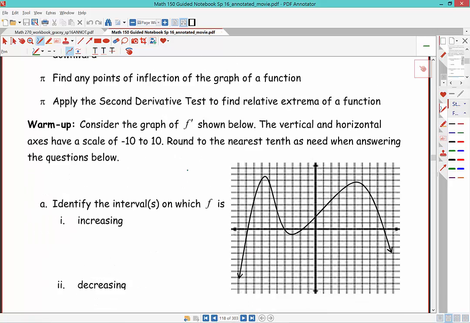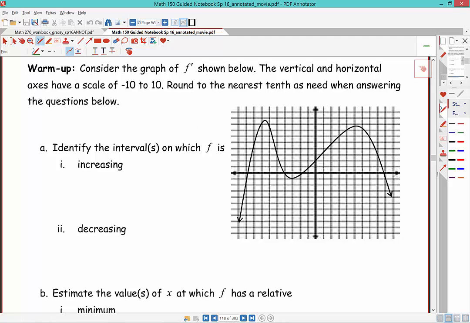So why don't you pause the movie and warm it on up, and we'll see how you did. Okay, let's see how you did. So for this one, we've been given the graph of f prime. And this is going from -10 to 10.